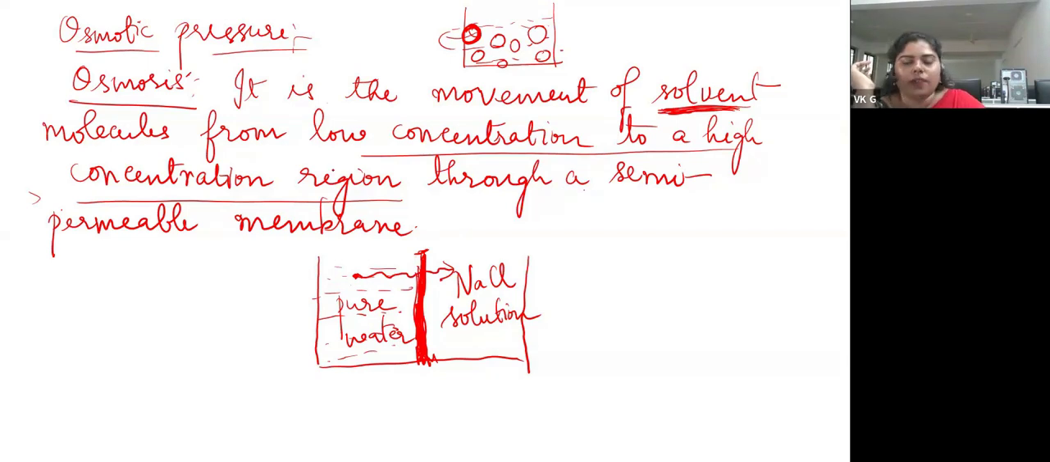Osmotic pressure means, I am going to apply some pressure, on the top of this NaCl solution. Osmotic pressure is denoted by the pi symbol. It's of course used in mathematics as 3.14, but do not confuse. Here also for colligative property, we are going to use it as pi only. Okay. So, because of this pressure, you see that there is a movement.